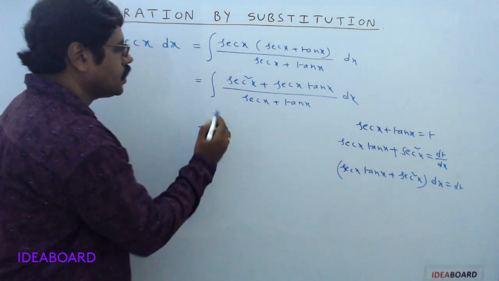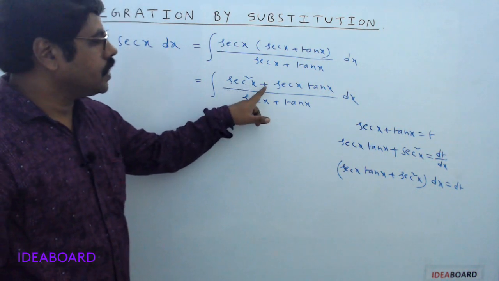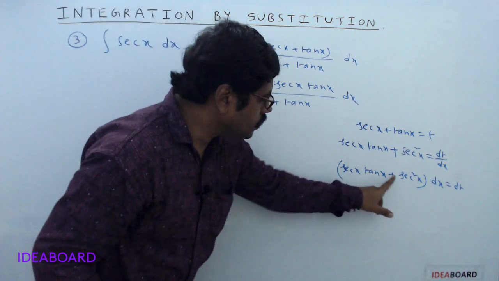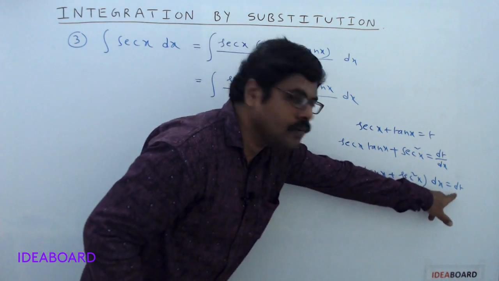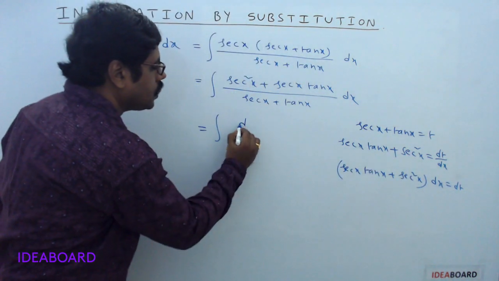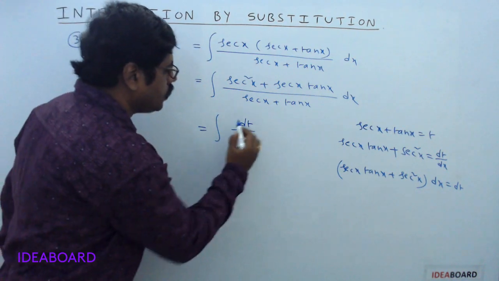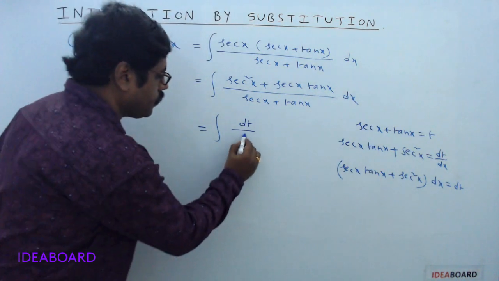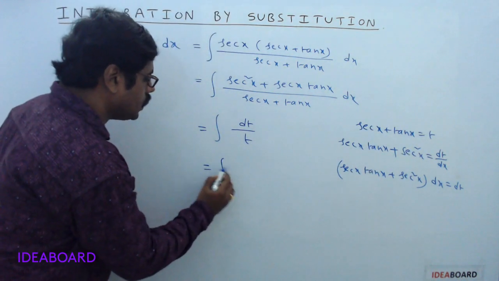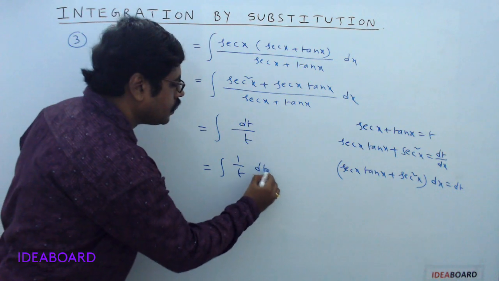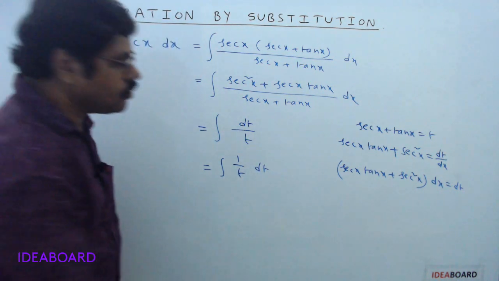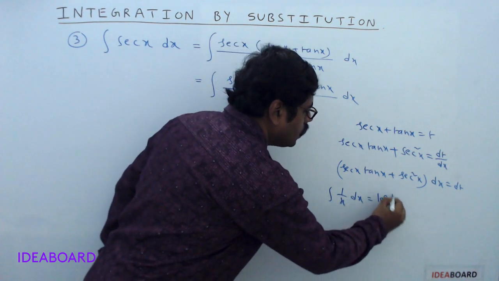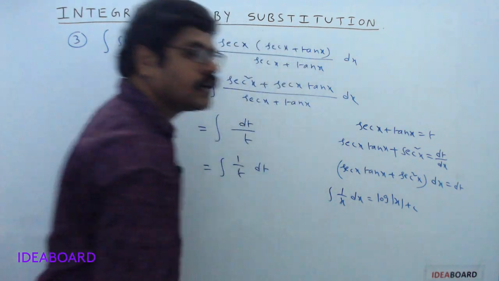Now here, integral secant square x plus secant x tan x into dx has the value dt. So this numerator value is dt divided by secant x plus tan x, that is t. So this equals integral 1 by t dt. What is the formula of integral 1 by x dx? Integral 1 by x dx is log mod x plus a constant c.